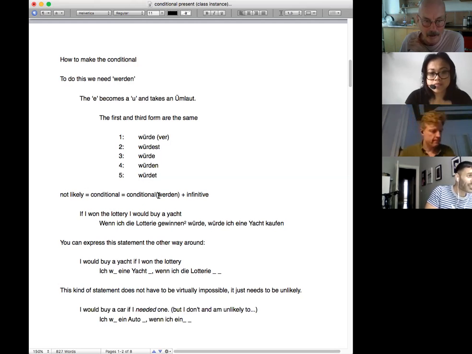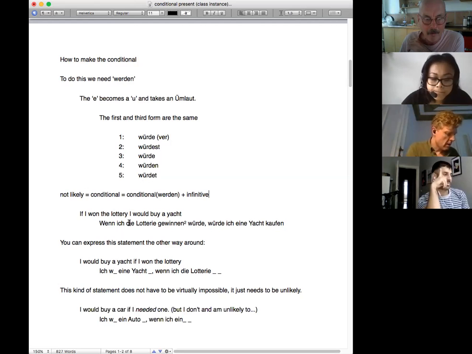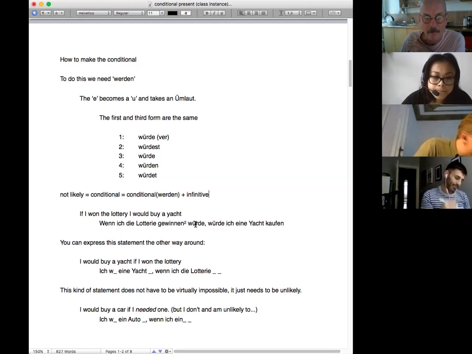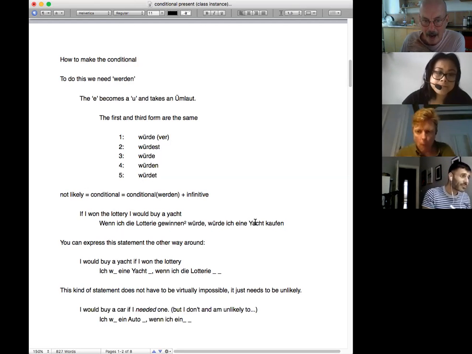Not likely. Conditional two equals würden plus the infinitive. If I won the lottery, I would buy a yacht. Wenn ich die Lotterie gewinnen würde, würde ich eine Yacht kaufen. Now, notice.